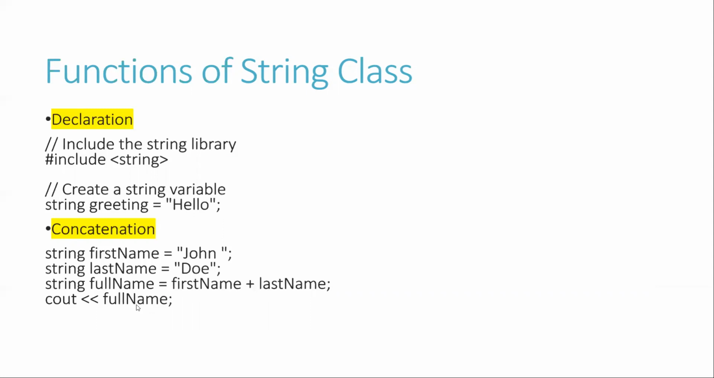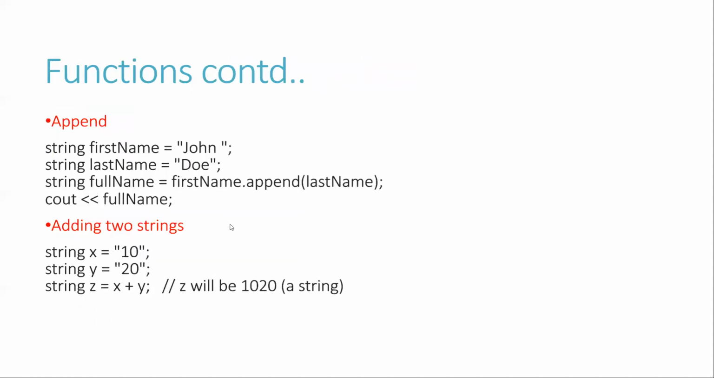So when we print the full name, the output should be John Doe, right? So that is how we can concatenate. Append function is also there, which I am showing you here. By using the append function also we can concatenate strings. So the syntax is first name dot append, then last name, right? Like that we can concatenate by using the append function to strings.